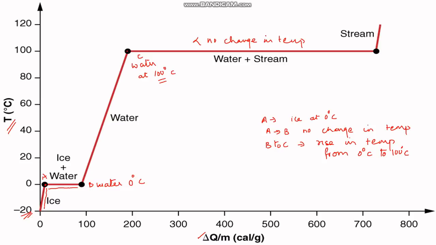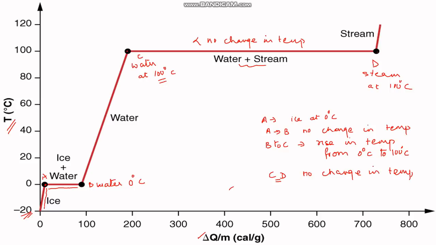And at this point, we will have only steam at 100 degrees Celsius. So basically, between C to D, there is no change in temperature. So what is happening during this duration? Water is getting converted into steam.